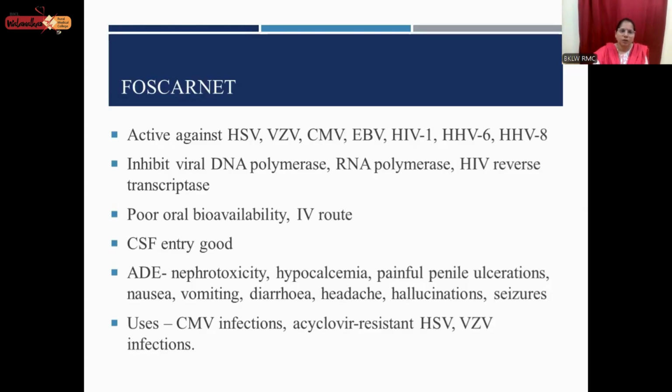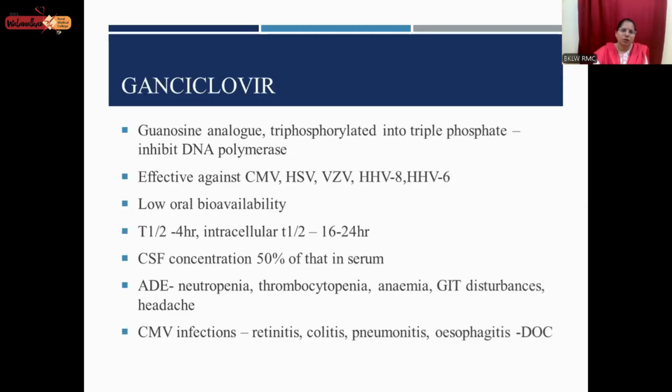Next comes ganciclovir. It is a guanosine analog, triphosphorylated into the triphosphate form that inhibits the DNA polymerase enzyme. It is effective in cytomegalovirus, simplex, zoster, and herpesvirus 6 and 8. It has low bioavailability because of first pass metabolism. Its half life is 4 hours, which is very short, but when it goes into the cell, its half life increases to 16 to 24 hours.